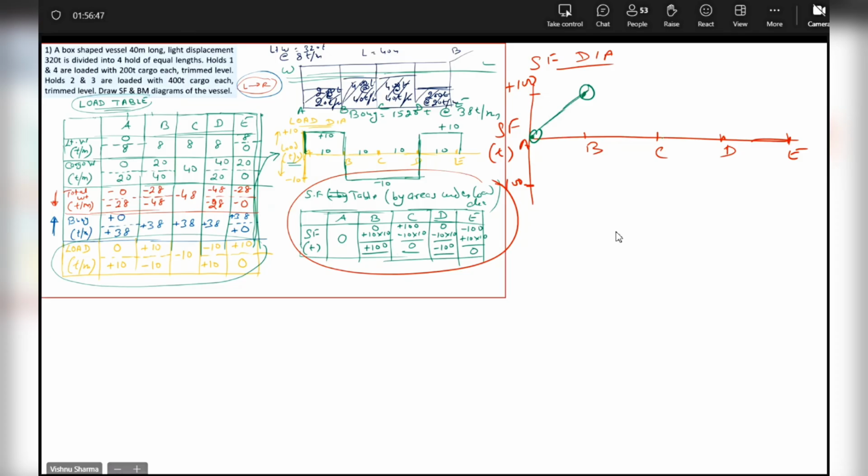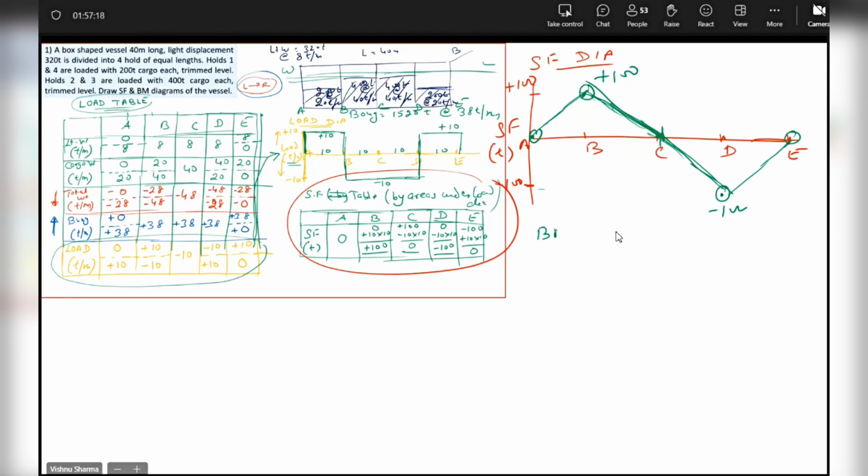Then at C, it is 0. Look at the diagram. From B to C, is it changing at a uniform rate? Yes, straight line. C to D, D is minus 100. Changing at a uniform rate, so all these three are straight lines. And likewise, D to E, 0. This becomes the SF diagram. Yes or no, beta? Correct? Plus 100, minus 100. Now we'll make the BM table.